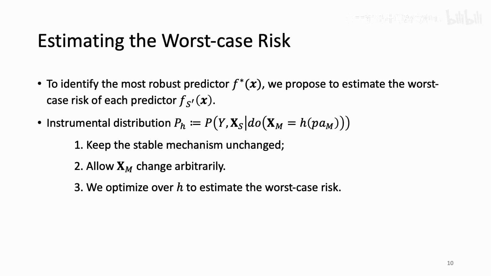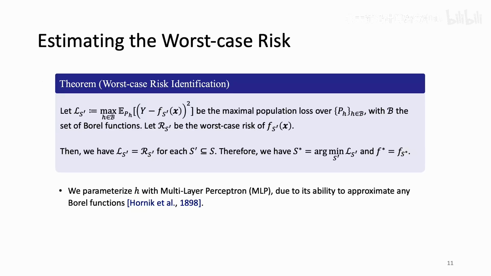For this purpose, we derive an instrumental distribution family P_h. This family keeps the stable mechanism unchanged while allowing x_m to change arbitrarily, so as to mimic the distributional shifts in deployment. Formally, we have the following theorem, which states that the worst-case risk of each stable predictor can uniquely be identified. With this theorem, to obtain S, the naive approach is to search over all subsets of S.